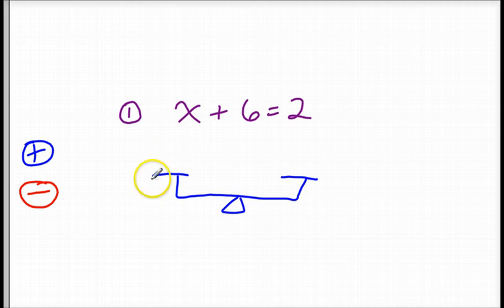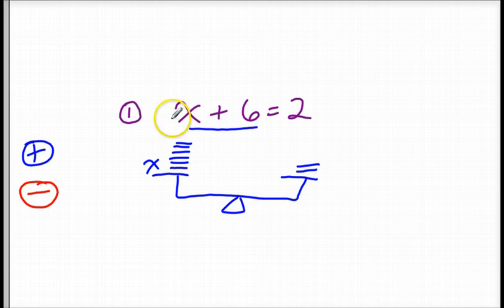We're going to do the positives in blue and the negatives in red. Over here I have positives in blue, negative in red. I have an x and a positive 6, and I'm just going to represent this by drawing 6 lines: 1, 2, 3, 4, 5, 6. On this side, I only have 2 lines.